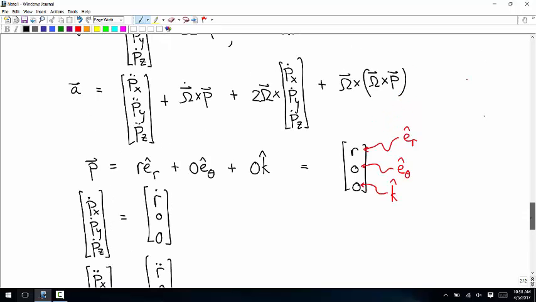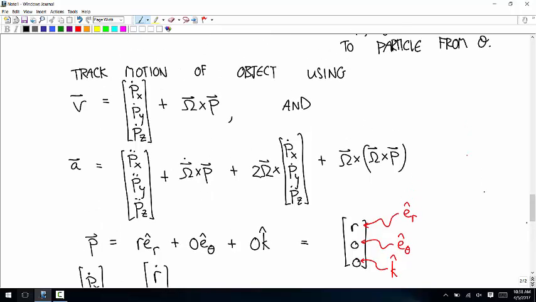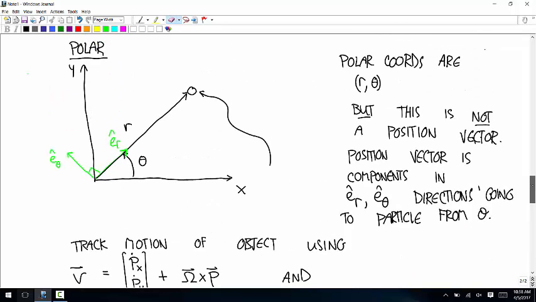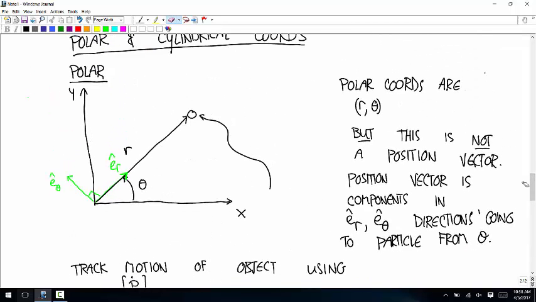And what else do we need? What's omega? How are we going to represent omega? Well, if you remember that in plane motion, the angular velocity is just the rate of change of the orientation, then omega is just going to be theta dot in the z direction, because it's always rotating about z.